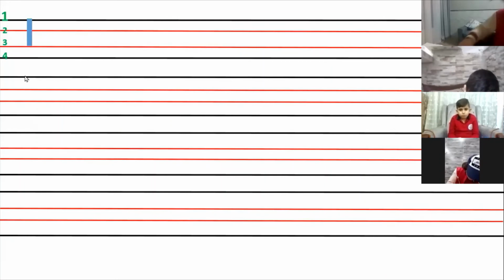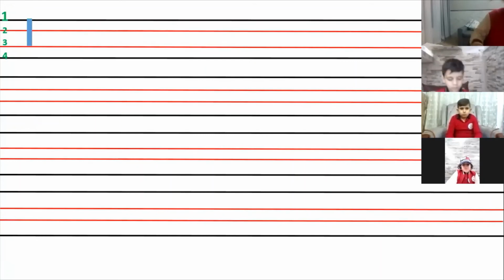So, first put the pencil on the first line. Go down and draw a straight vertical line from the first line to the third line. خط عمودي مستقيم من السطر الأول للثالث. Without reaching to the fourth line. بدون ما أوصل للسطر الرابع.